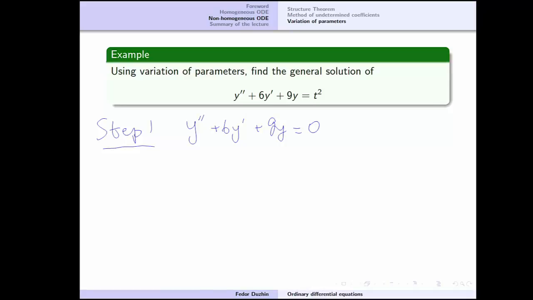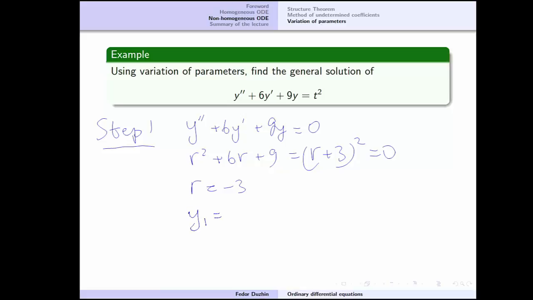Alright, so now we need to set up the characteristic equation, which is r squared plus 6r plus 9. And now notice that this is a complete square. So this is (r plus 3) squared, meaning that the characteristic equation only has one, the repeated root, which is minus 3. The fact that the root is negative 3 means that the general solution of this homogeneous equation is a combination of e to the minus 3t and t times e to the minus 3t. So let me write them down.